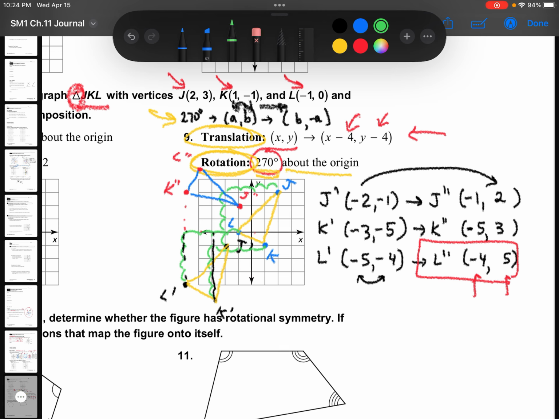This triangle that I'm about to circle in green was the result of rotating this triangle circled in red 270 degrees counterclockwise. You will see this. This is what happened, and this is where it ends up.